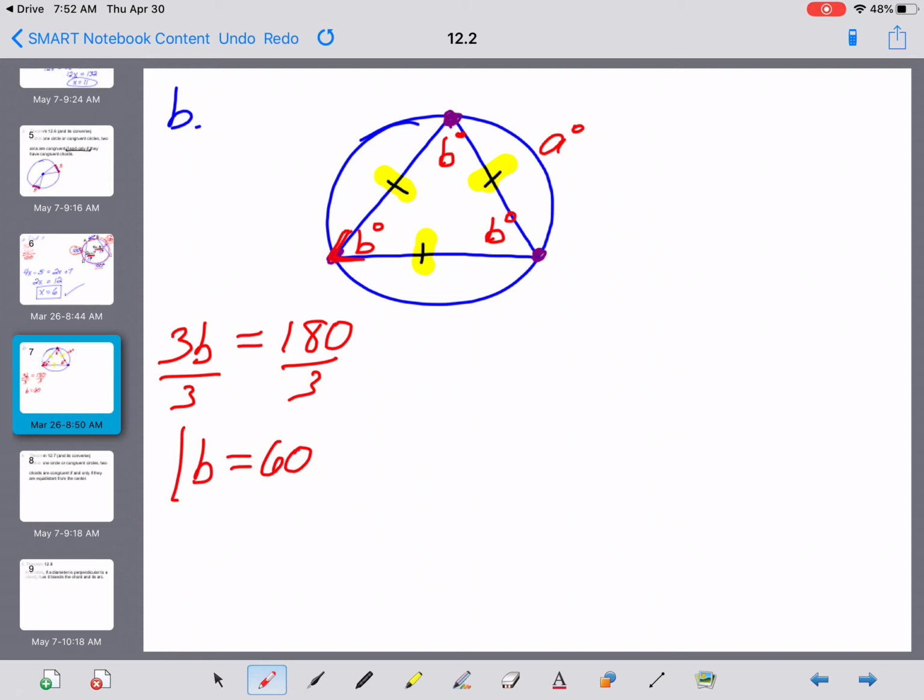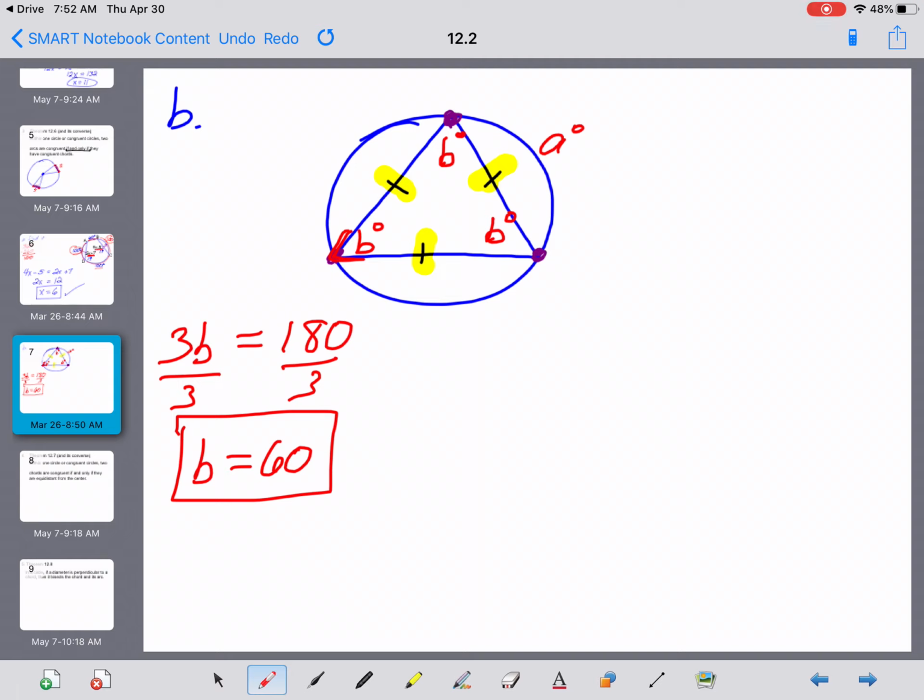Now, I would think that some of you knew that already, and that's good if you did, because one thing we should take out of this, guys, is that every equilateral triangle is always going to have angle measures of 60, 60, and 60. No two ways about it.